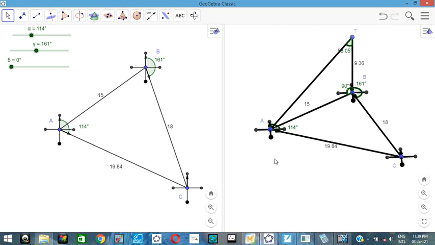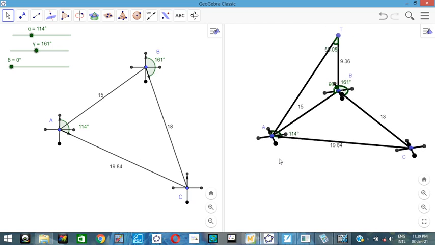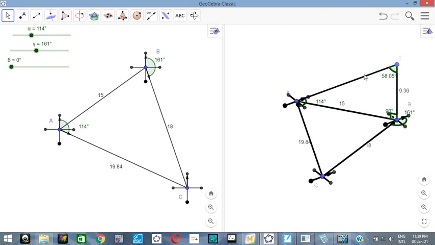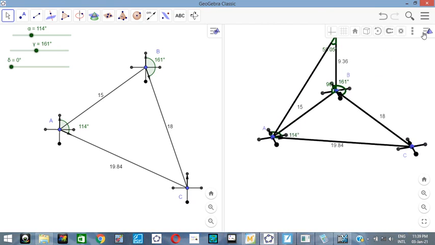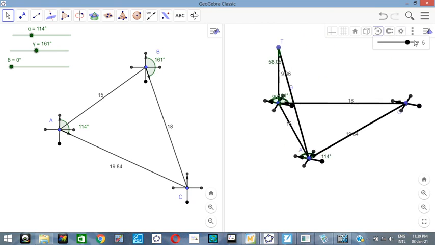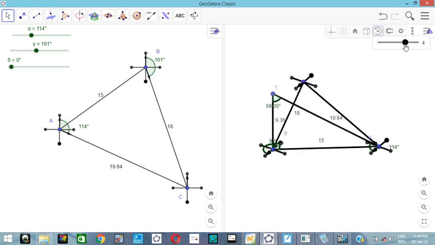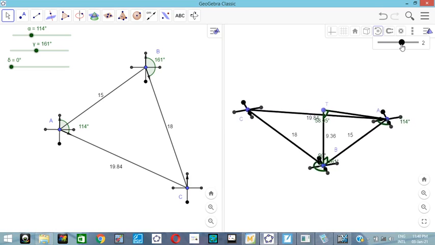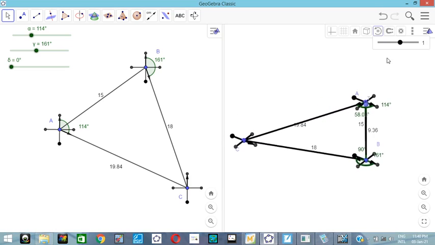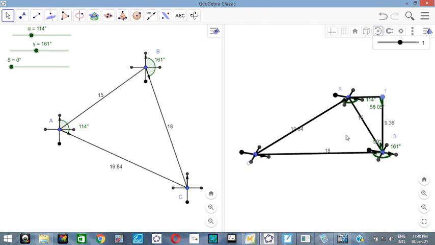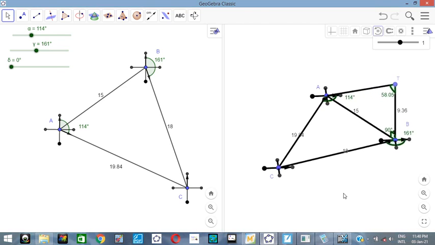So this is the end of the question. Let me rotate this work so that you can see it. You can see the rotation. Let me control the rotation so that you can view it gently. That is it. Alright, this is the end of this question.